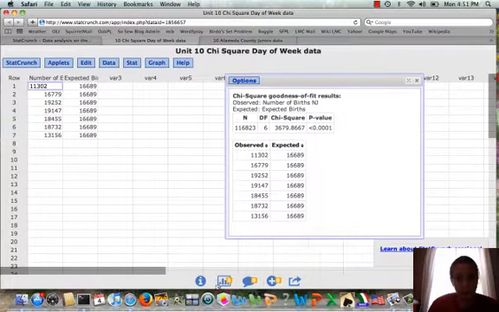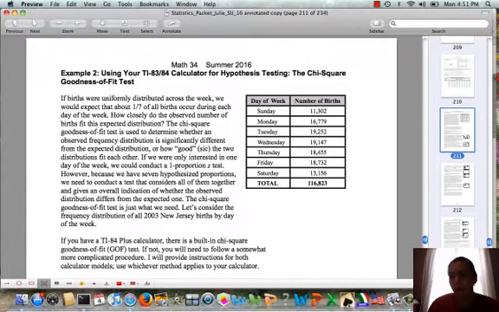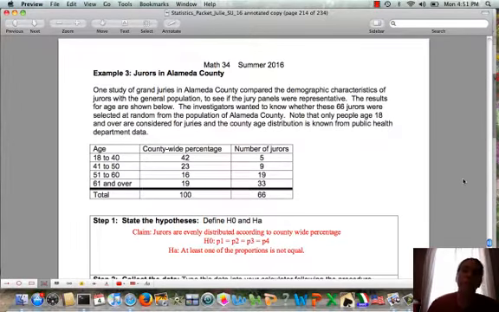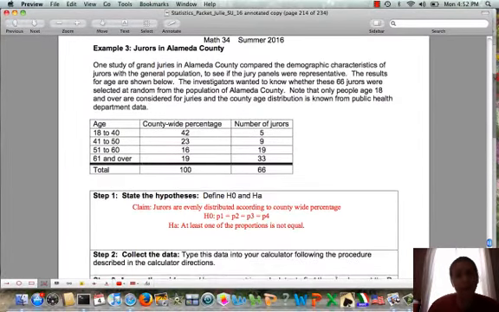If we head over to example 3 in our packet, we see that's about jurors in Alameda County, and this is actually a famous case. It was a study of grand juries in Alameda County, and they found that the number of jurors in each age group was different than the countywide percentages. So we want to know, are these differences significantly different, or could they be reasonable differences if the jurors are in fact representative? In this case, the countywide percentages are what we expect.